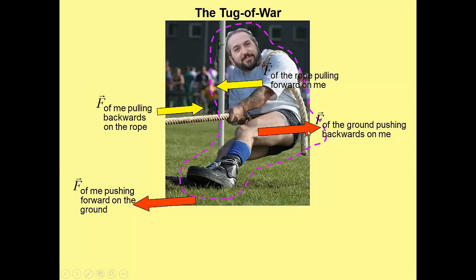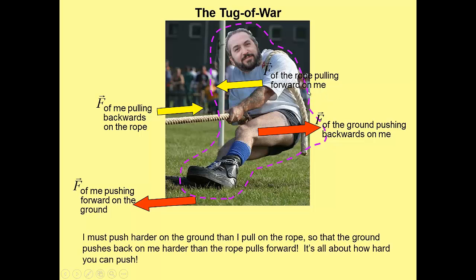Right? I need this force to be bigger than that force so that I go backwards. How do I make this force bigger than that force? I have to be able to push harder on the ground than I pull on the rope. If I push harder on the ground than I pull on the rope, the ground will push backwards harder on me than the rope pulls me forward. I'll have a net force backwards, and I'll move, and I'll win.